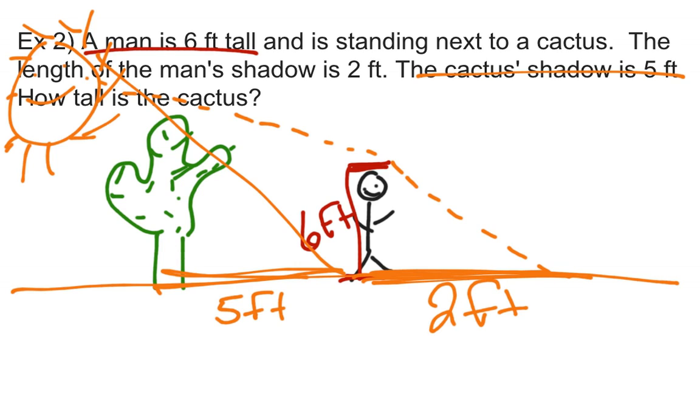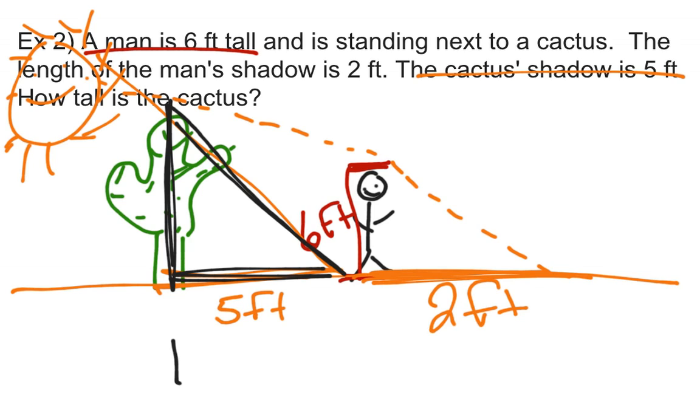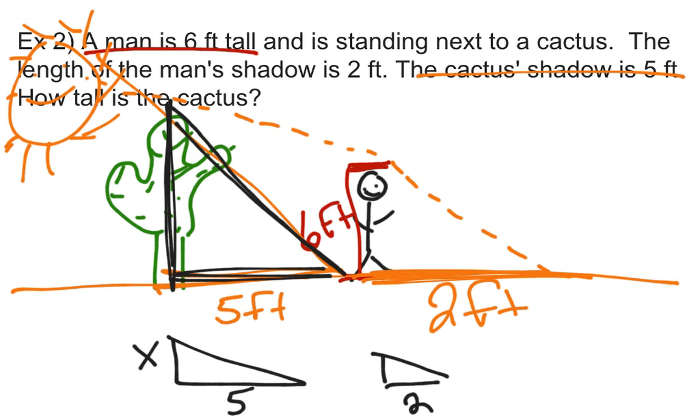So really what we came up with here is two triangles. Here's the cactus, here's where the sun ray comes down, and here's the shadow. So what we really wind up with is a picture like this, where here's how tall the cactus is. I know the shadow was 5 feet. Here's our person. I know the person's shadow was 2 feet, and the guy is 6 feet tall.